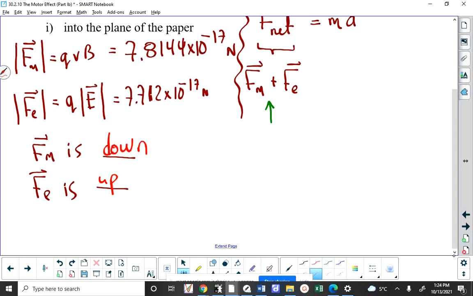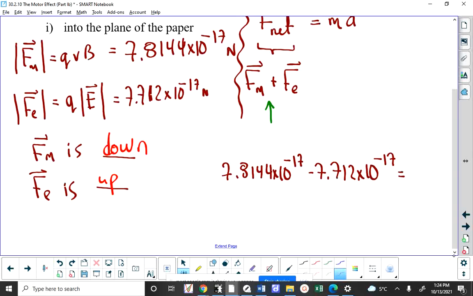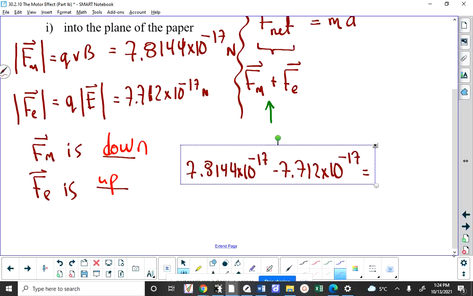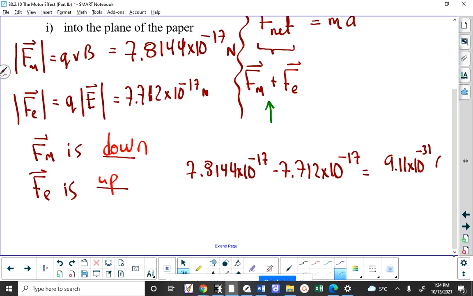That means since they are in opposite directions, to find the net force, to set it equal to MA, we're going to take and subtract the two. We'll take 7.8144 times 10 to the negative 17, subtract 7.712 times 10 to the negative 17. This is equal to MA, which is 9.11 times 10 to the negative 31 times the acceleration. So you can find the acceleration.